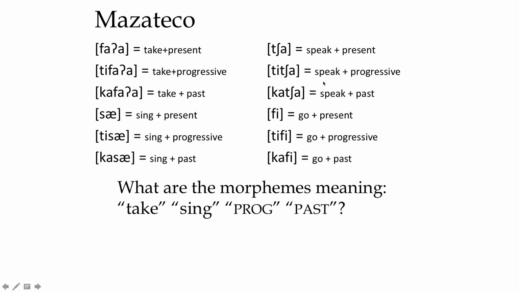So this is basic morphological analysis, and I can use this if I learn a brand new word that I've never heard before. Maybe I learned the verb for eat. I know how to make the past tense form, just stick a ka at the beginning of it. I know how to make the progressive form, stick a ti at the beginning of it.